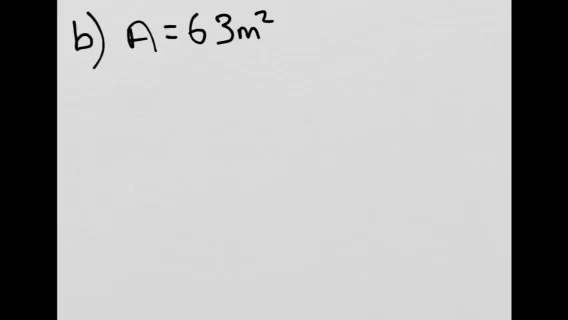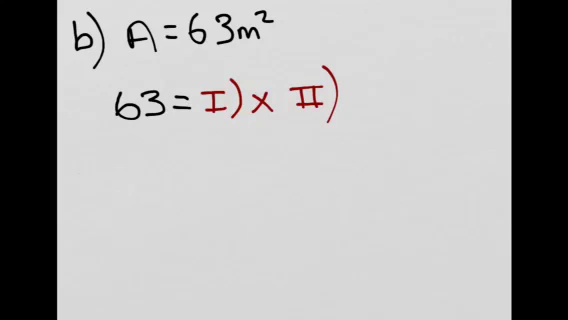And in the final part of this question, it's telling you that the area is equal to 63 metres squared. Okay, so the area of the new rectangle is 63 metres squared. So going back to the page before, that means that 63 is going to be equal to your answer from part 1 times your answer from part 2. So then we'll be looking to solve for x. Okay, solve for x.